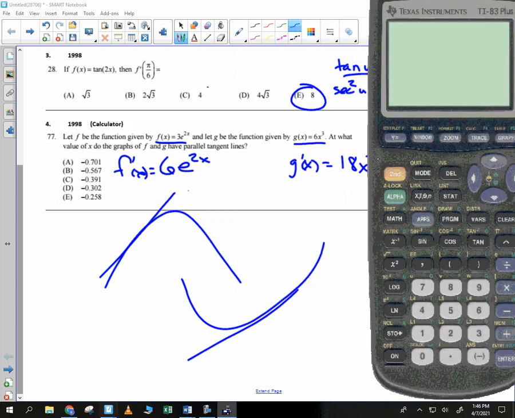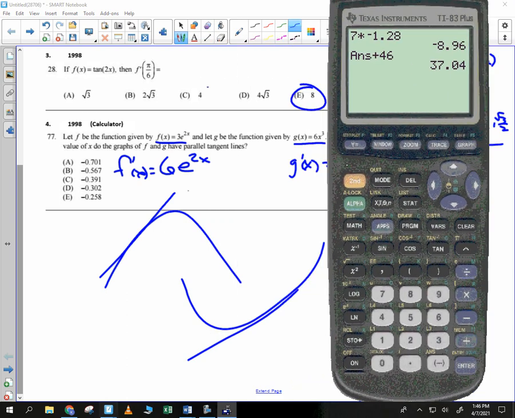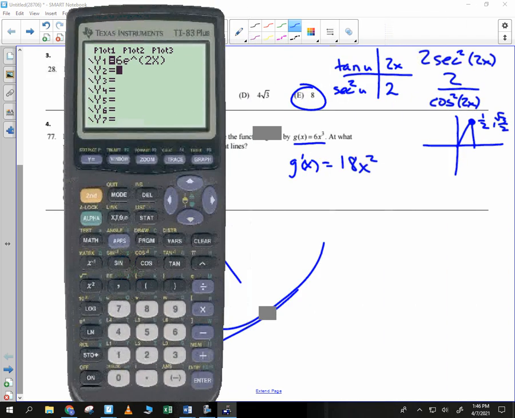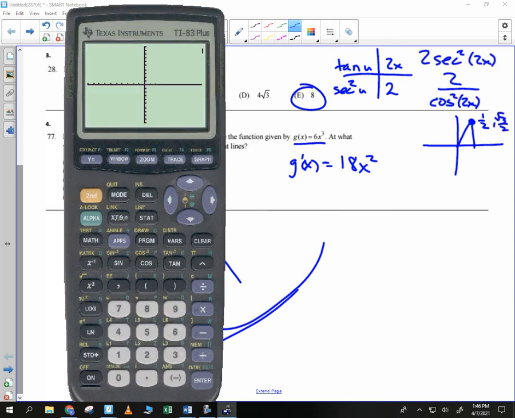If you go to your calculator and simply turn it on, and this option is going to be used multiple times, I type in 6e raised to the 2x. And then for this g right here, I get 18x squared. And when I zoom standard, I zoom 6. It's going to take a little while to produce the graphs. You see the first one there, and the next one drops down. If I zoom as a box so I can see that intersection better, you can see that these two graphs do cross.